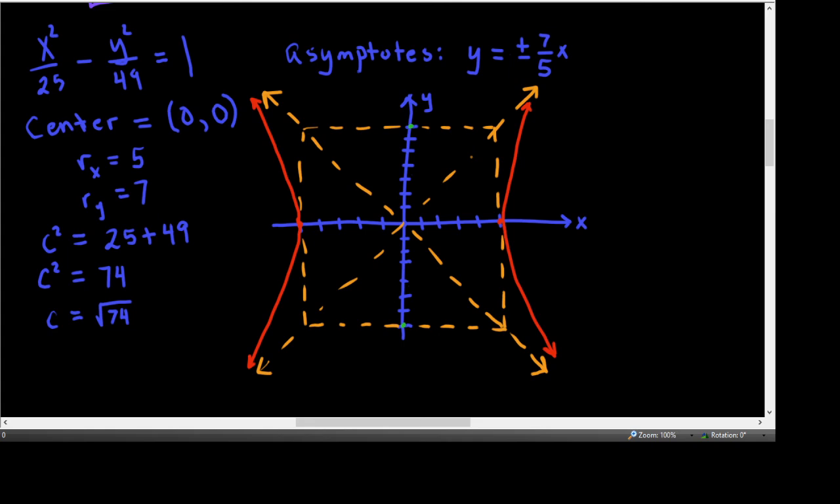Now, if you were asked, you could find, for example, the coordinates of the vertices. Having just drawn them, those are those closest to the center points that were our basic points on the box that we drew. All you have to do is just read those off. Look at the coordinates of those points, and it should not be that big of a challenge. So one of them is 5, 0. The other one is negative 5, 0.